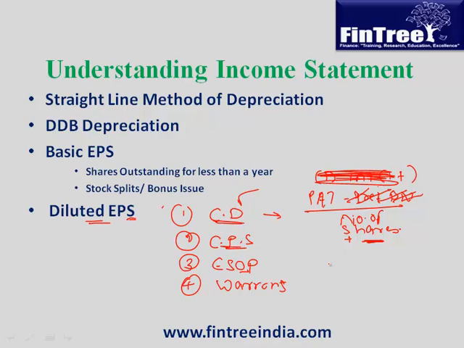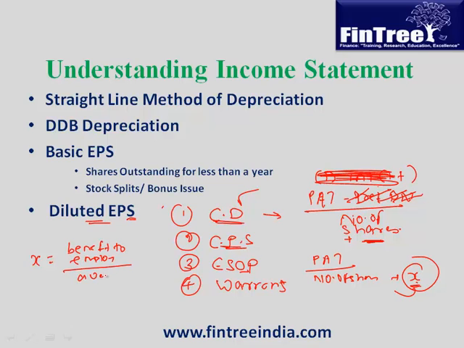In case of ESOP, we just have to add, so this is PAT, this is the number of shares, some number X to the denominator to calculate diluted EPS. That number of shares to be added, which we are referring to as X, could be calculated as X is equal to the benefit to the employee divided by average market price into total number of shares issued.